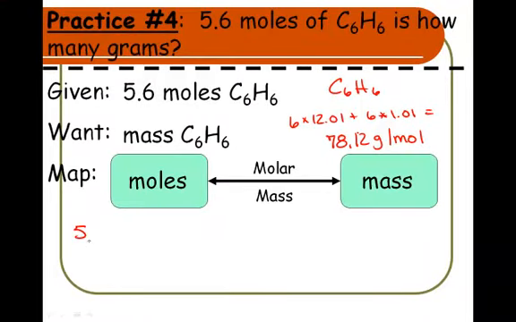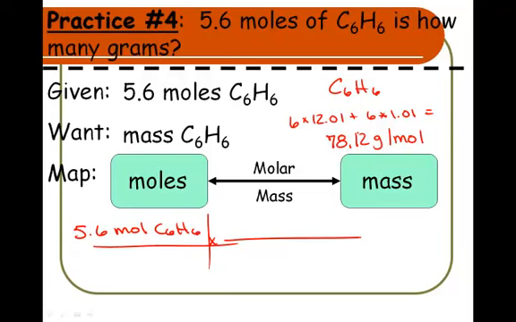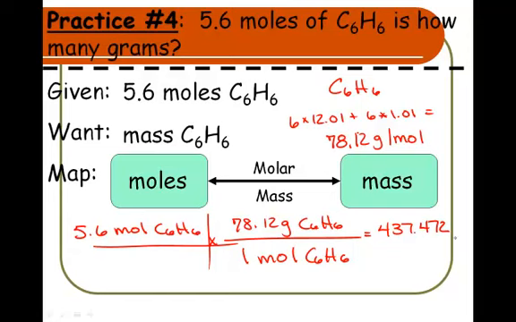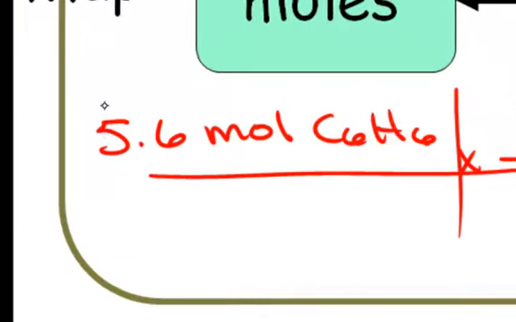So we start with our 5.6 moles of C6H6. And what do I want to cancel out? I want to cancel out moles. So I'm going to put my 1 mole on the bottom and put my 78.12 grams of C6H6 on the top. When I take 78.12 times 5.6, I get 437.472. So I got to go back and check my significant figures.